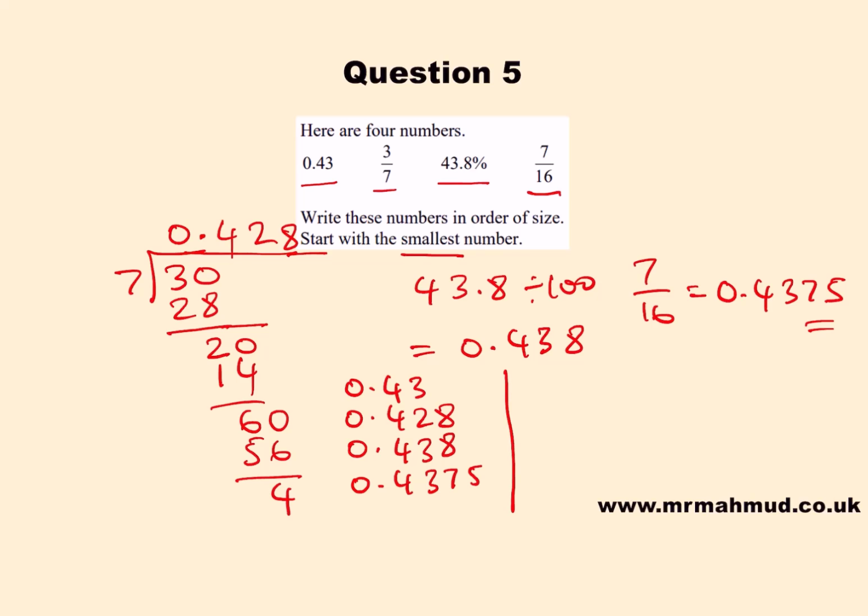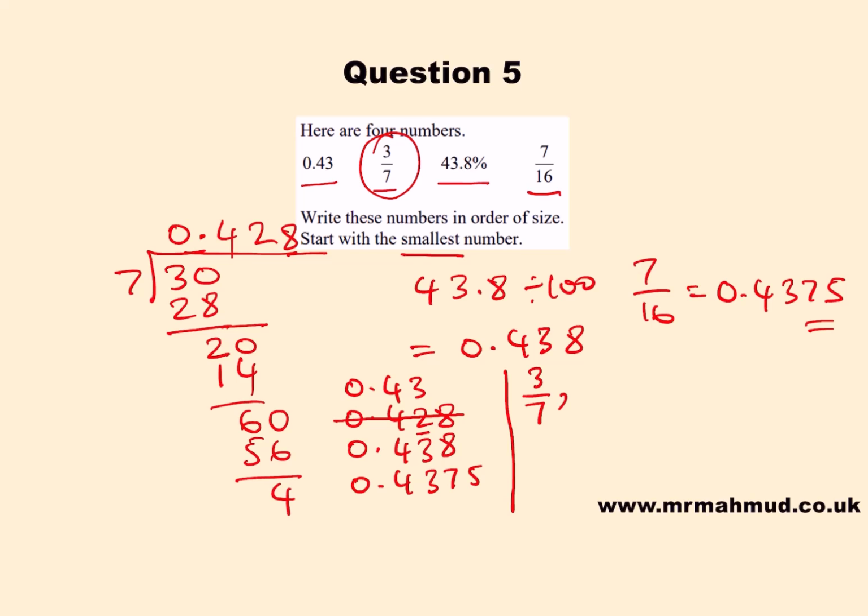Now let's go ahead and find the smallest one. The units column is all 0. Tenths is all 4. So in the hundredths column we can see this is a 2 and the rest are 3. So this is the smallest one, 0.428, and that's the fraction, which is 3/7. So make sure you write down the original form in your actual answer.